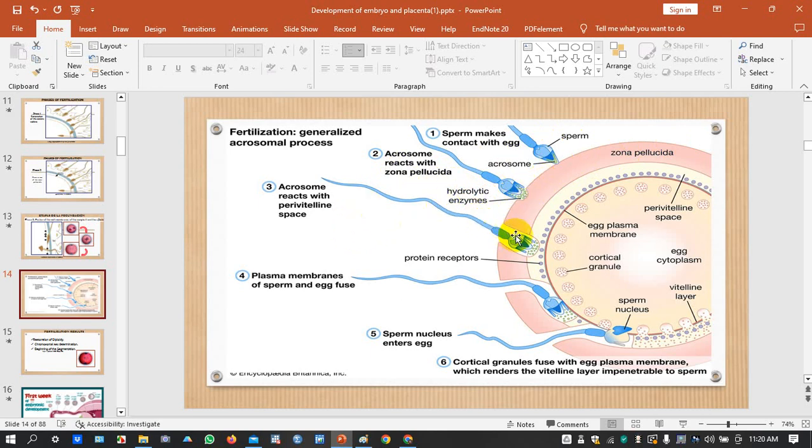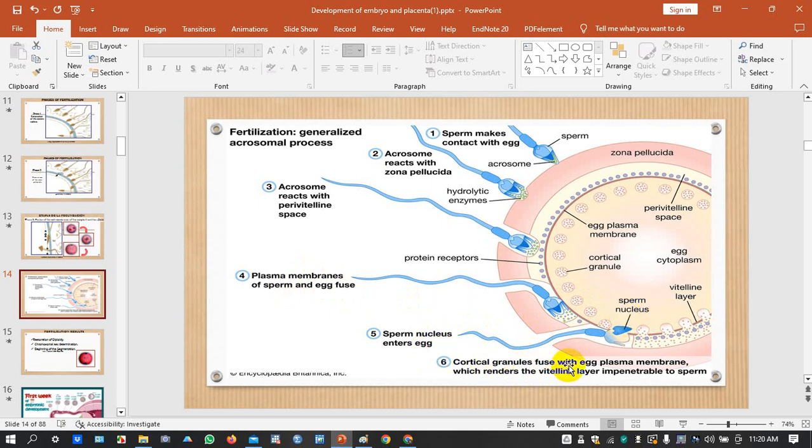Then it's able to enter the zona pellucida and react with the perivitelline space, and the cortical granules are here. So the acrosome reacts with the perivitelline space. It goes through the space. Then there are protein receptors here. The plasma membranes of the sperm and egg fuse. And when they fuse, the sperm nucleus enters the egg.